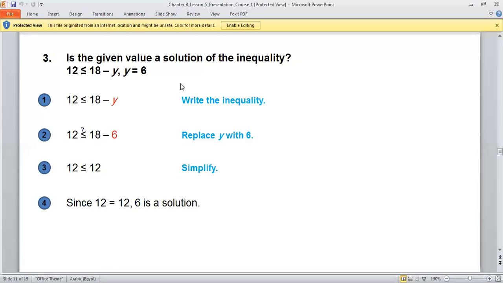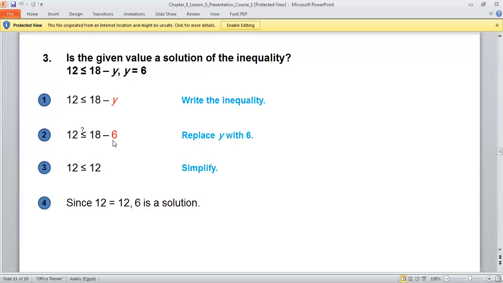Go ahead, Khaled. You replace y with 6. So we will write the inequality firstly as it is: 12 less than or equal to 18 minus y. After that, we will replace y with 6 and make 18 minus 6.